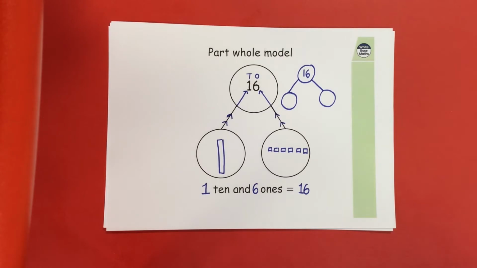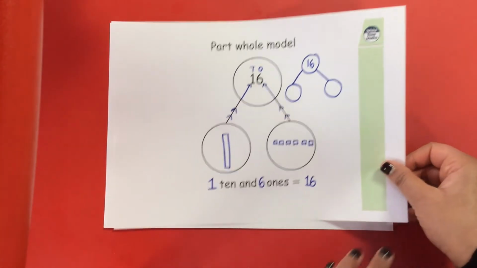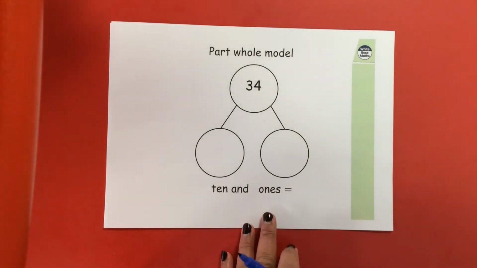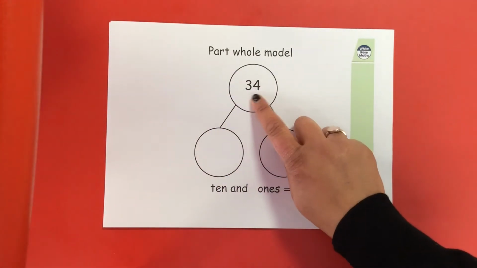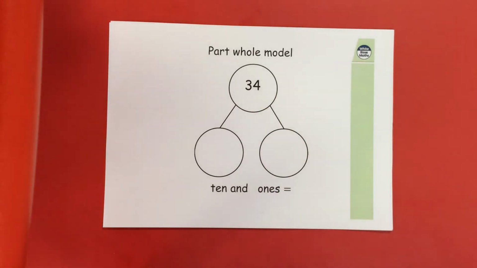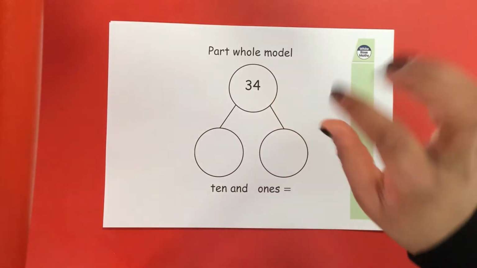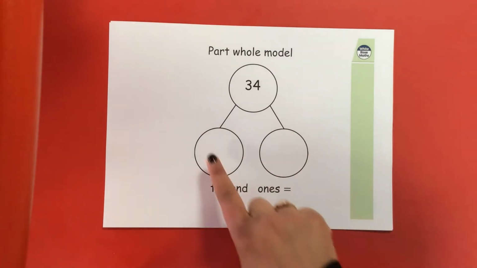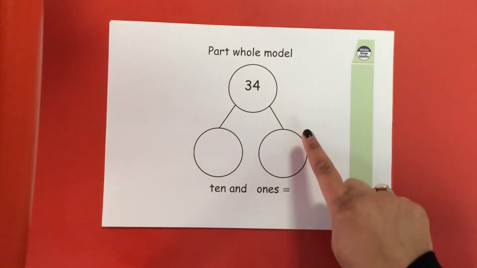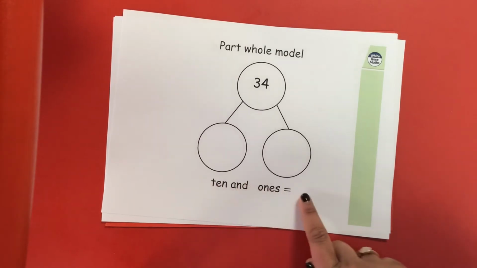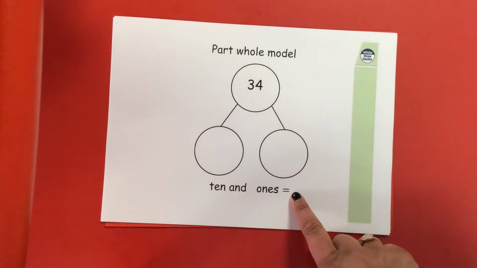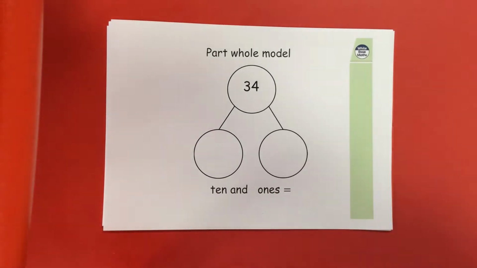If you are happy to carry on, then please can you draw a part-whole model with 34 as the total. So you can pause the video to draw the part-whole model, draw your tens and ones, and then write down your numbers here and how much it equals. Pause the video and off you go.